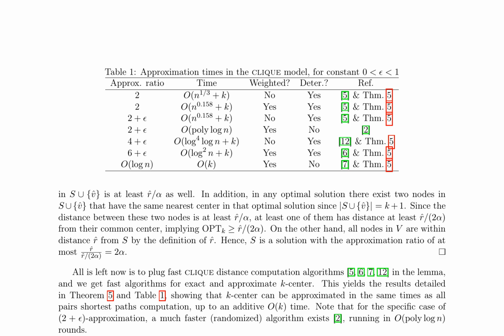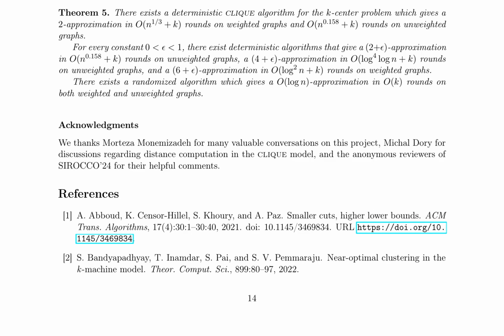in O(log^4 n + k) rounds on unweighted graphs, and a 6 plus epsilon approximation in O(log^2 n + k) rounds on weighted graphs. Additionally, they demonstrate the existence of a randomized algorithm yielding an O(log n) approximation in O(k) rounds on both weighted and unweighted graphs.